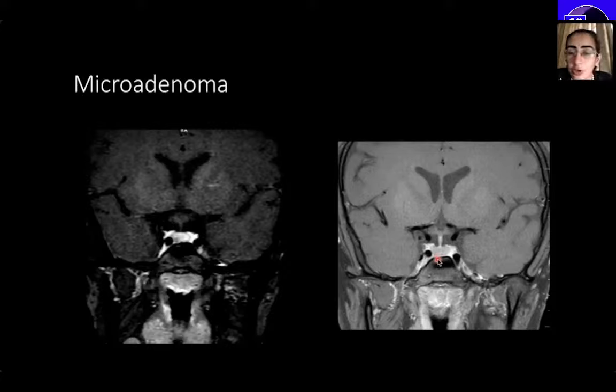The signal to noise ratio is much better on the routine T1 coronal images, but resolution is the same on both these sequences. We need thin sequences for evaluation of the pituitary, whether it is for a micro or a macroadenoma, 2 or 3 millimeter thick sequences.